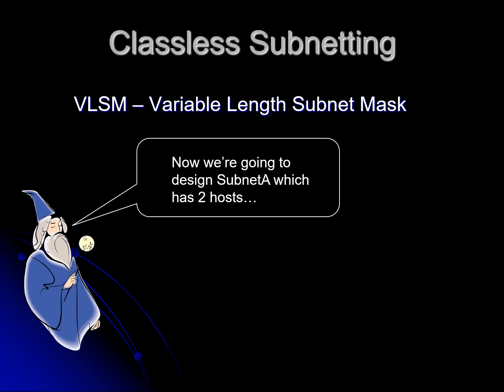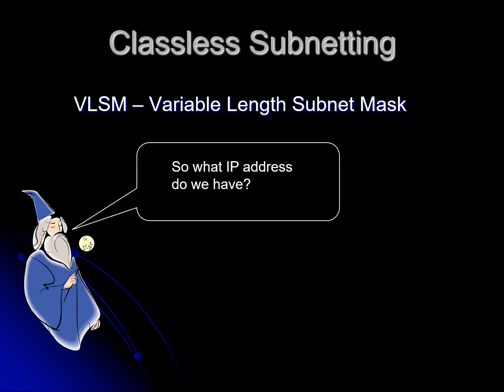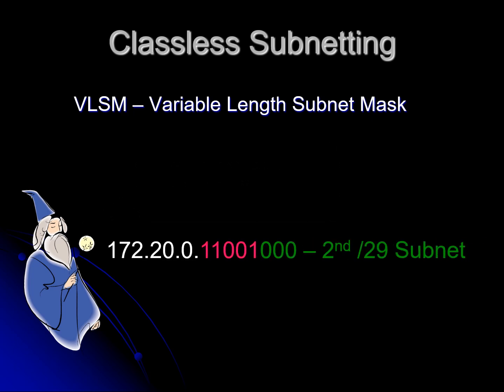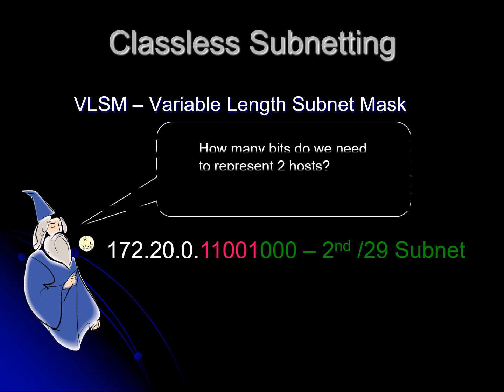So the last network, subnet A, only needs 2 IP addresses. 2 hosts are going to be on that network. So what IP addresses do we have? We're going to take the second /29 subnet and allocate that to subnet A. So to represent 2 hosts, 2 IP addresses, how many bits do we need? We only need 2, just those 2.